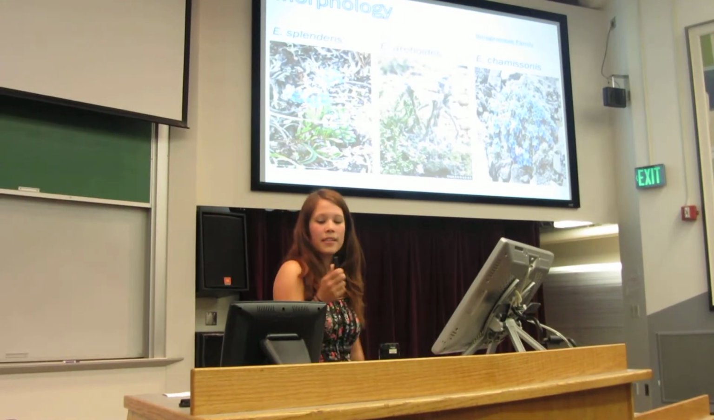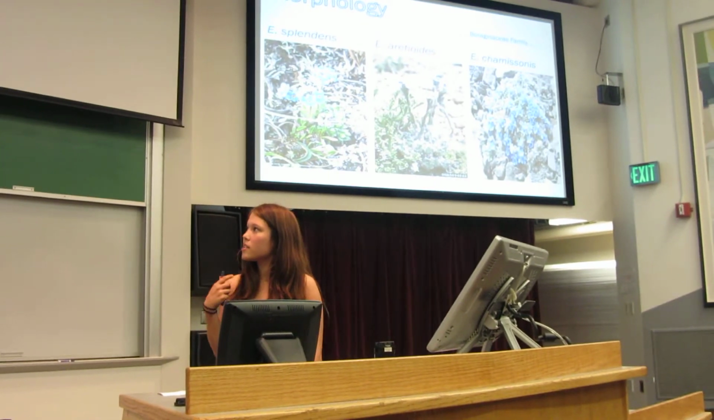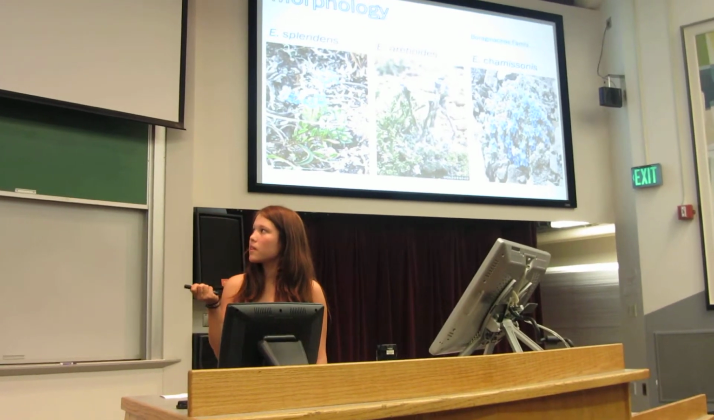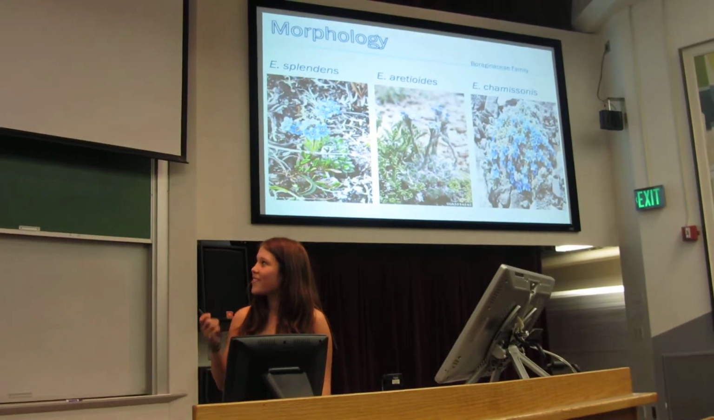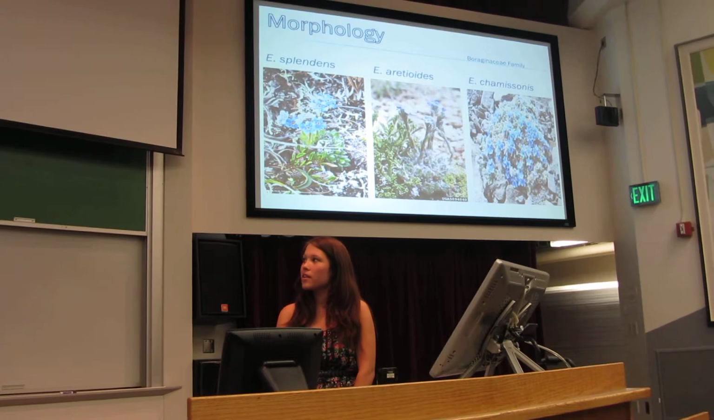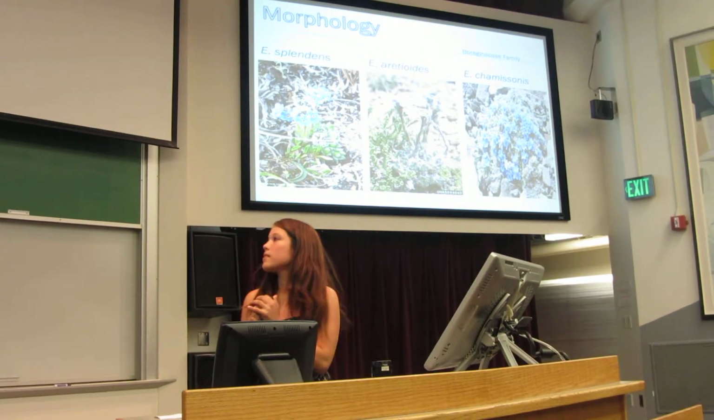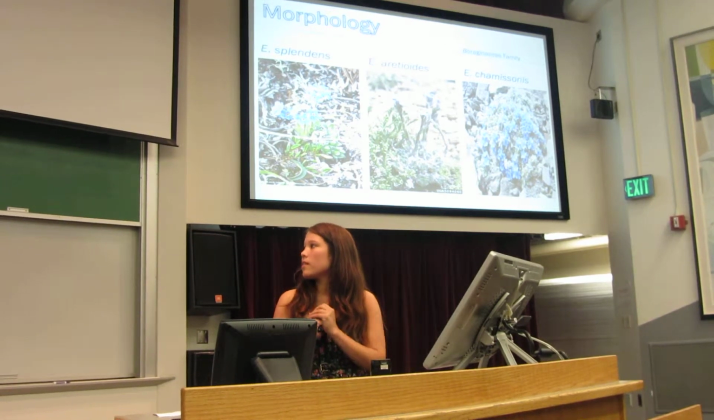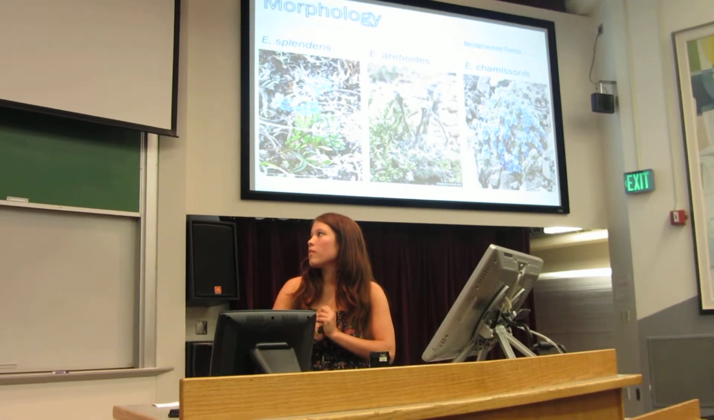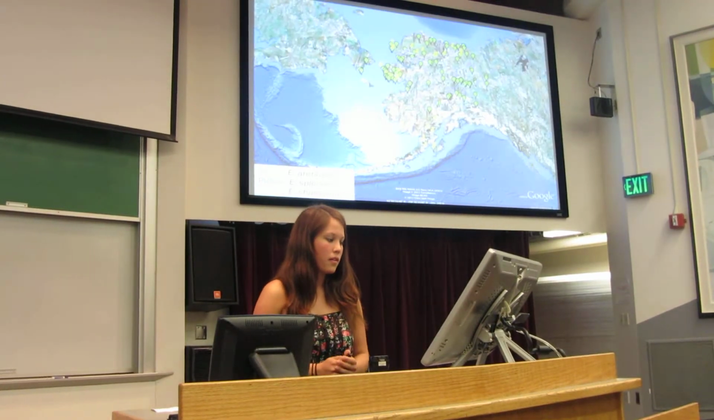All right, you can see these 3 species of Eritrichium, this is what we tried to distinguish between. Eritrichium splendens over here, aretioides, and chamissonis. And basically, just by looking at them, you can't really tell the difference, but I can because I worked with it, and so can Monty and Stephanie. And so basically, more work needs to be done to distinguish the differences between them.